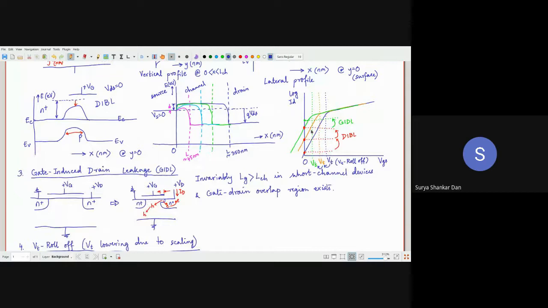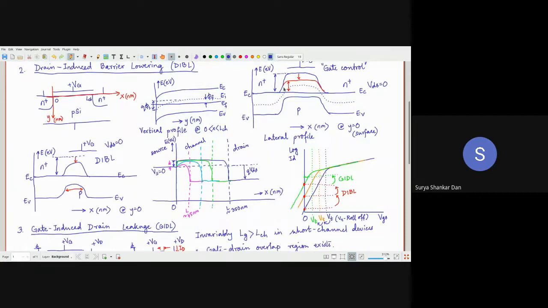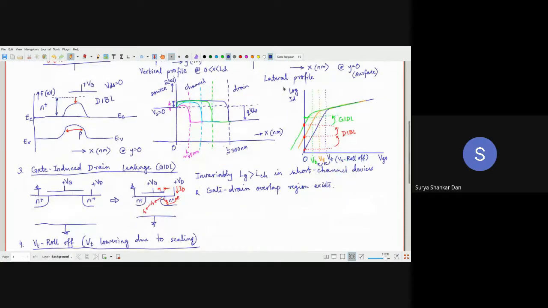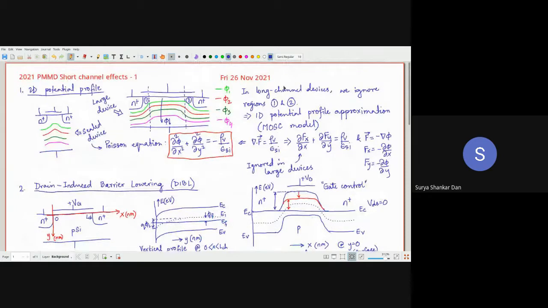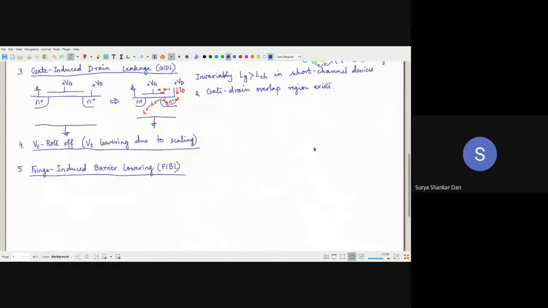Today I am not going into mathematics. Next class, that is tomorrow, we will go into modeling, not of all of them, because all of them are not necessary for a circuit designer. Only one or two of the short channel effects which are necessary to deal with as a circuit designer, only those topics I will go mathematical. Others I will simply explain as a phenomenon. So fringe induced barrier lowering. Has anyone heard about it?